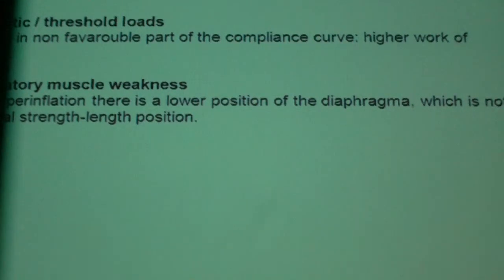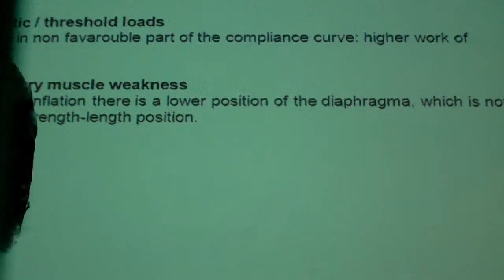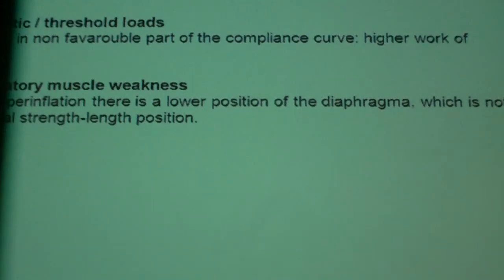I showed you already that chest X-ray with the low set diaphragms. They are flattened diaphragms. And when that happens, that's a not optimal position, a not optimal strength-length position for the function of the diaphragm. So these are important issues that contribute to the dyspnea, to the breathing problems of a patient with COPD. Okay.